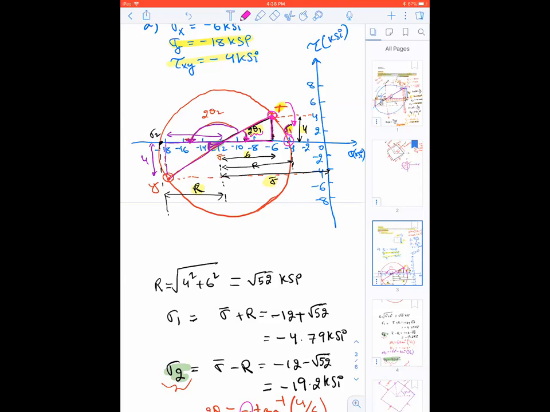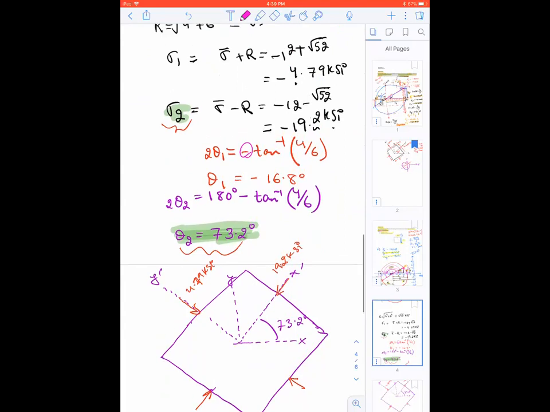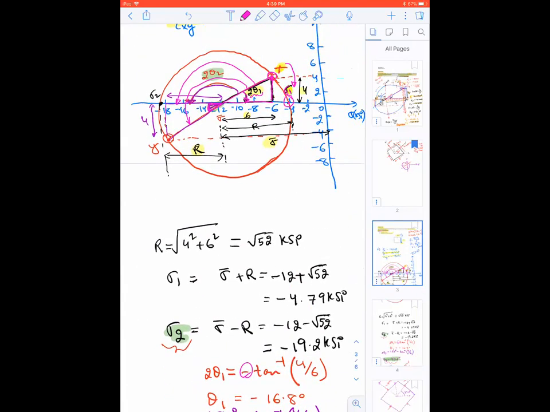So let's look at sigma 2. If you want to go from the x face to sigma 2, you have to go what? Counterclockwise, right? And that angle is your 2 theta 2. Because you're going counterclockwise, it will be a positive angle. So this total angle is 180 degrees. 180 minus this little angle will give you 2 theta 2. So that's what I did. I have 2 theta 2 equal to 180 minus this little angle. What is this little angle? Opposite by adjacent. My opposite is 4.